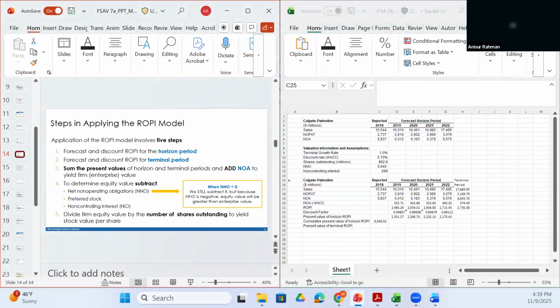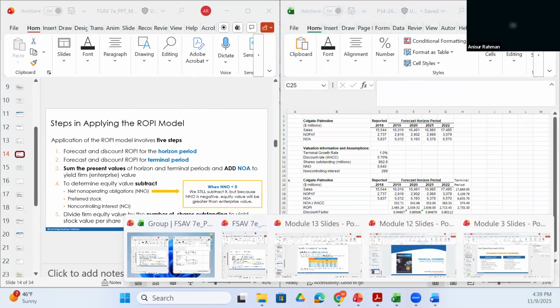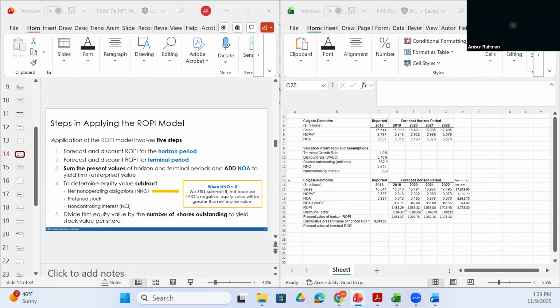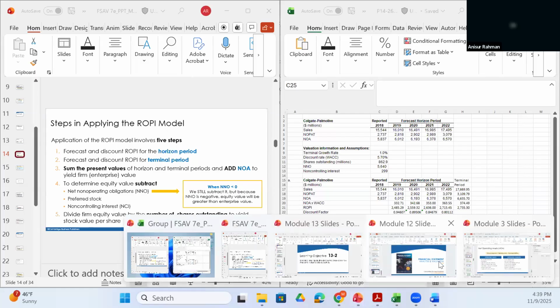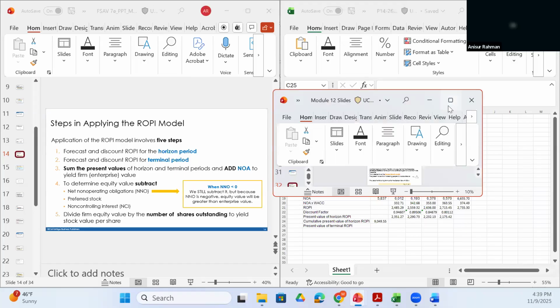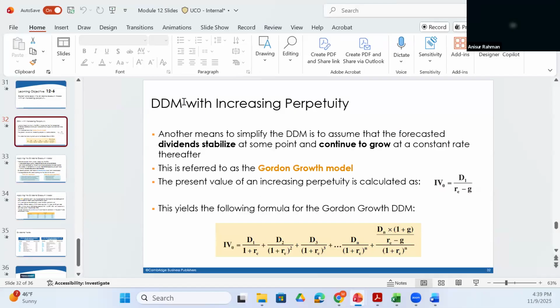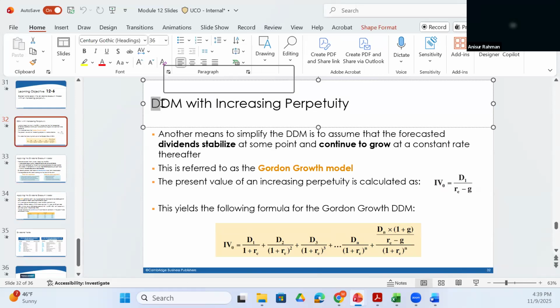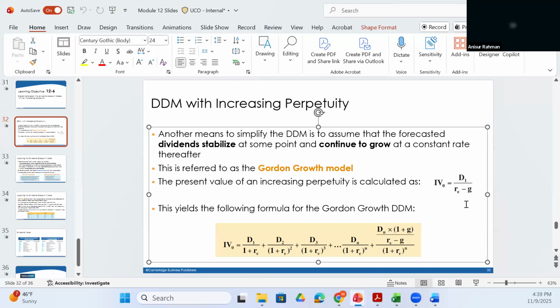So to find out the present value of terminal ROPI, you have to use a formula we saw, I believe, in module 12. Let me bring up that formula. So this is the module 12 slides. So it was applied on TDM. The math remains the same. Instead of TDM, we have now ROPI. Instead of dividends, we have ROPI. So this is the formula.